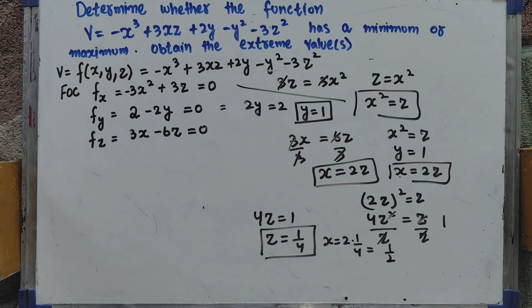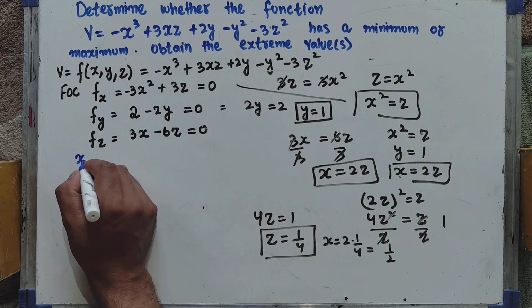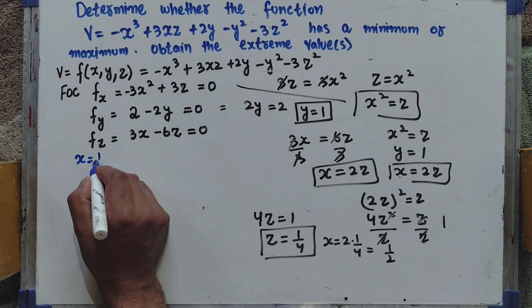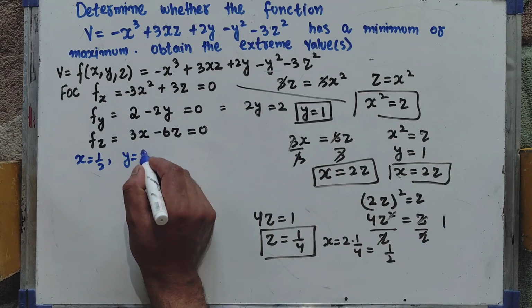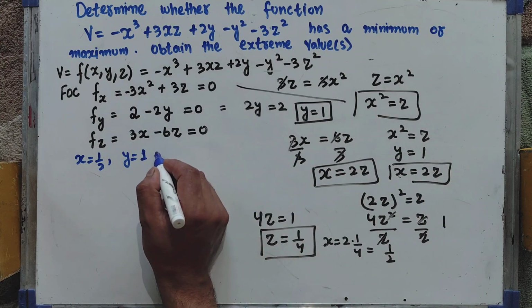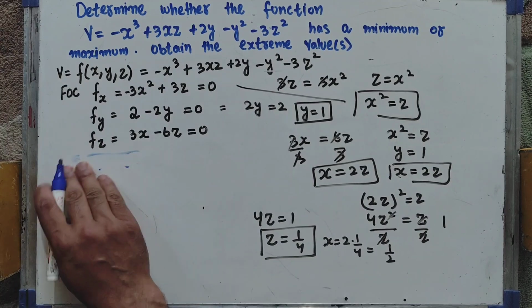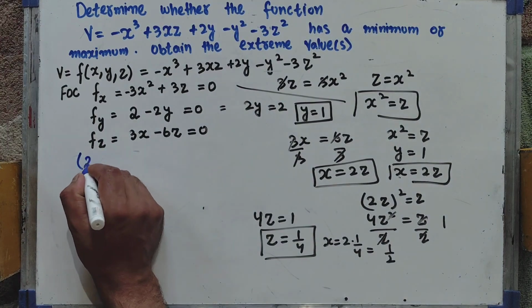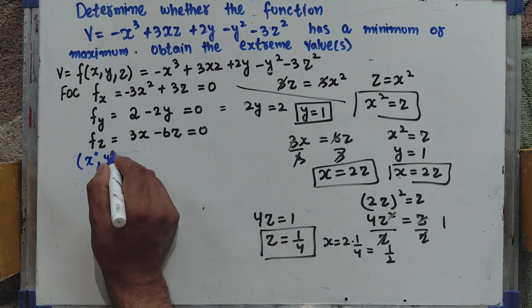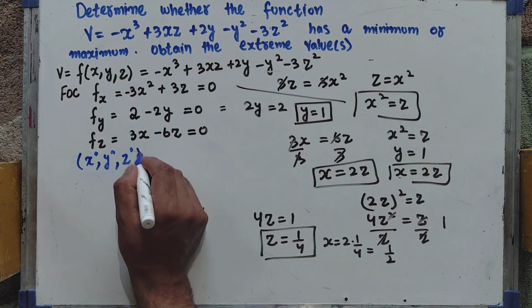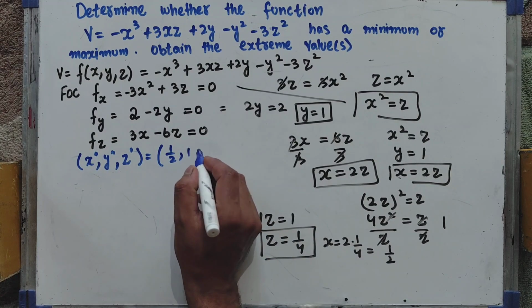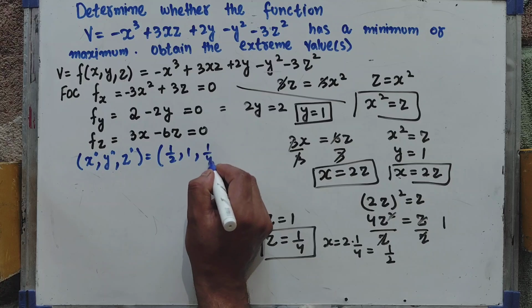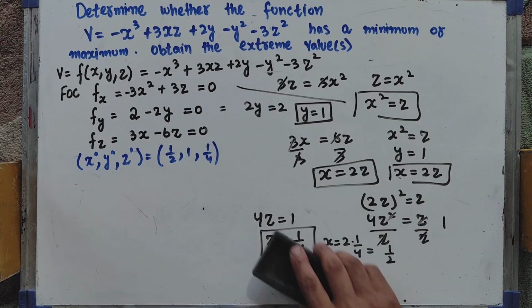So what did we get? We got the critical values here. The critical points are x star, y star, z star. They came out to be x is 1 upon 2, y is 1, which we got in the first place, and z is equal to 1 upon 4.